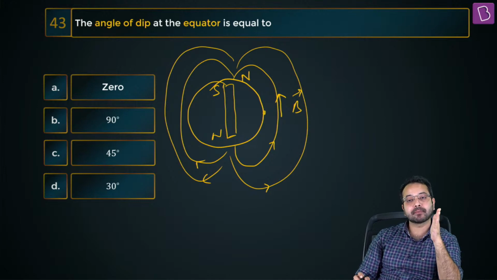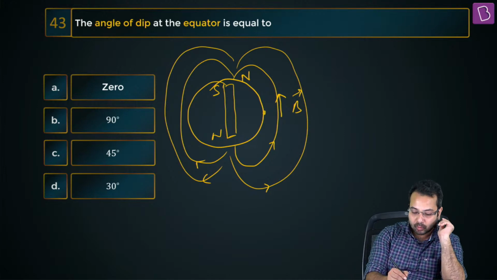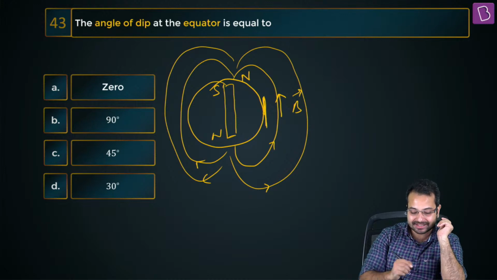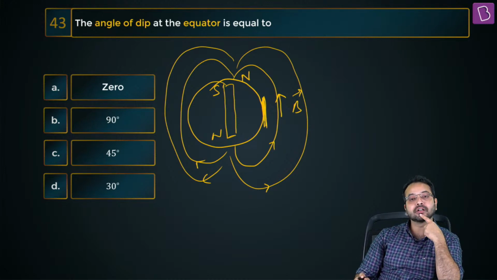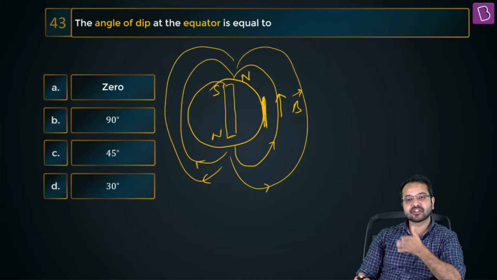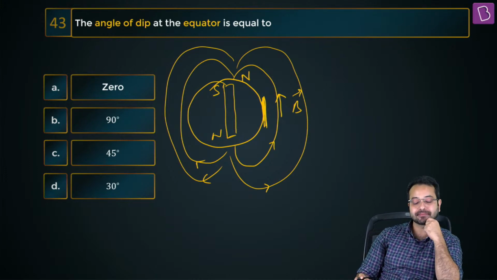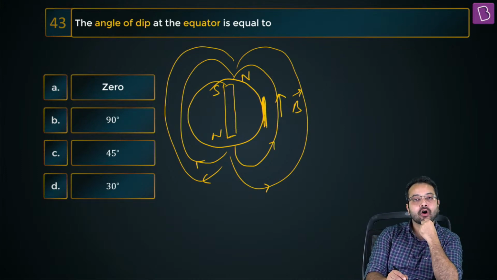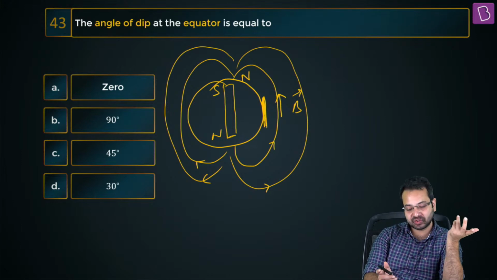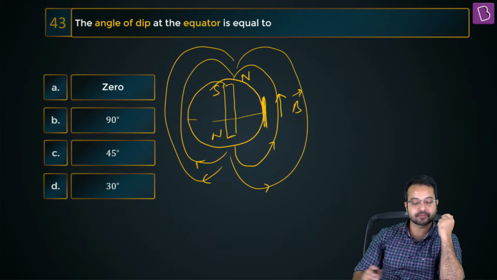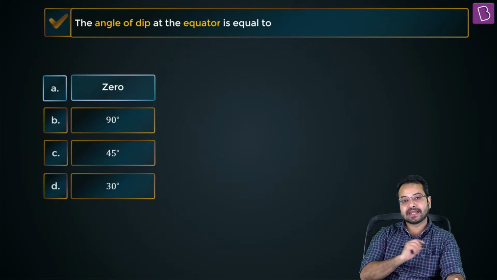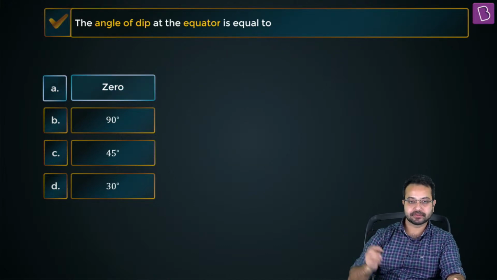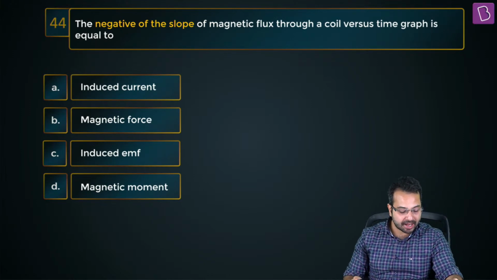It is the angle made by the magnetic field with the horizontal. What is the horizontal? The horizontal is going to be parallel to the surface over here. So this is going to be a tangent. The magnetic field and the horizontal are making an angle of 0 degrees at the equator. Correct? So what will be the correct option? The correct option is going to be option A. Absolutely. Perfect.